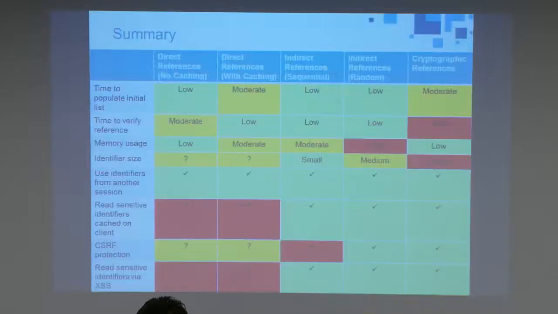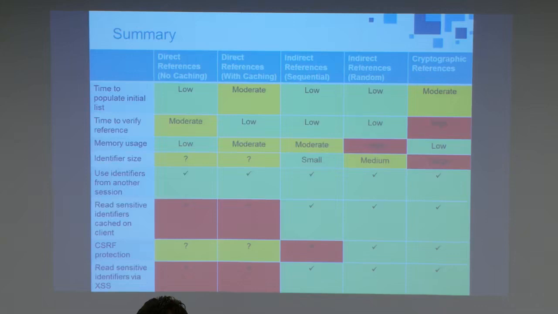So here's a summary table of everything that we talked about. As far as the attacks that we're concerned about, there's only 2 solutions that mitigate all of them. There's the indirect references that are random, and there's the cryptographic references. They mitigate all of the attacks in our threat model.